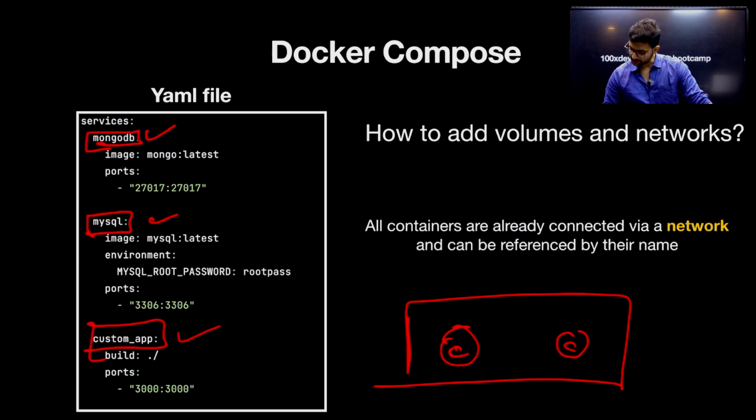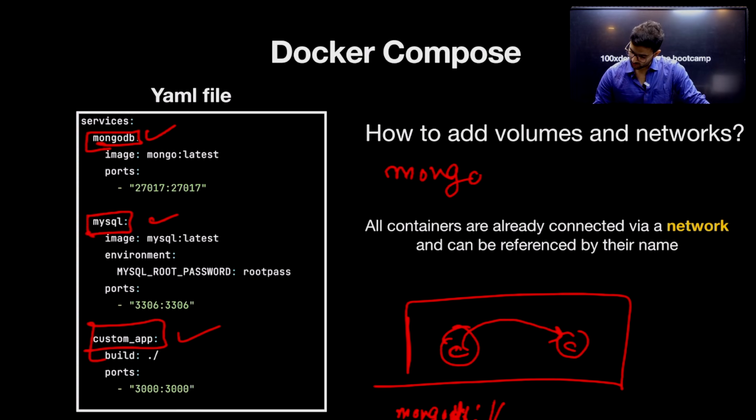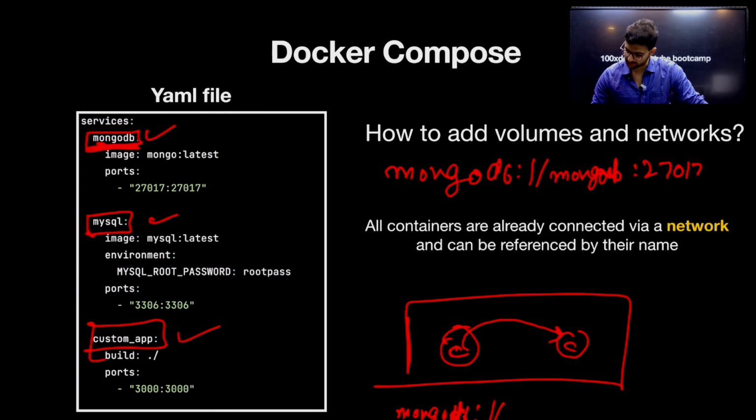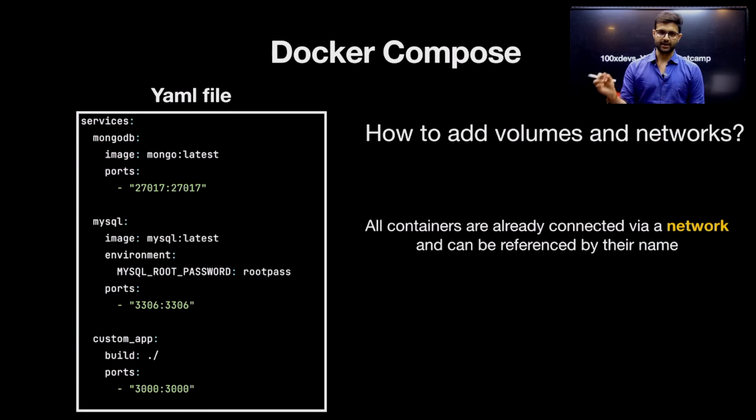If I want my custom app to talk to MongoDB, what will my final MongoDB URL be? It will be something like mongodb://, the name of the other container, which in this case is mongodb:27017/whatever. Cool. So what did we learn? Docker Compose automatically connects all containers that it starts via a network. You don't have to explicitly start a network and connect everything together.